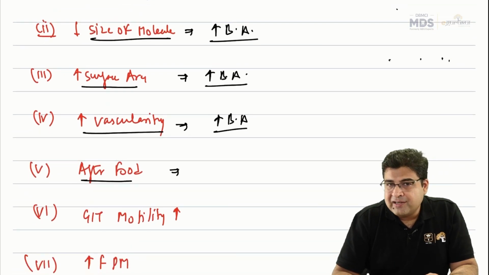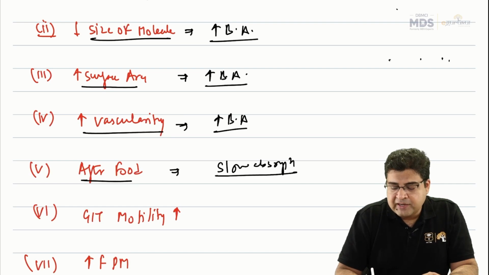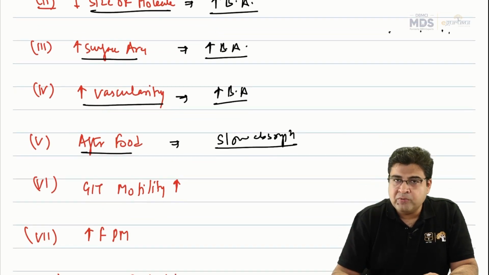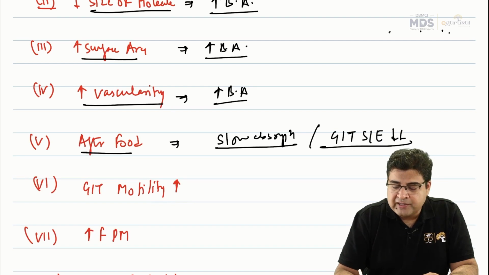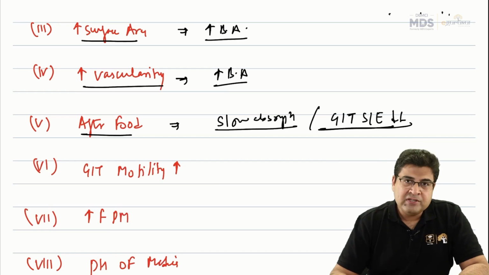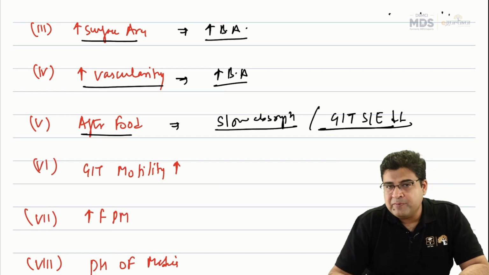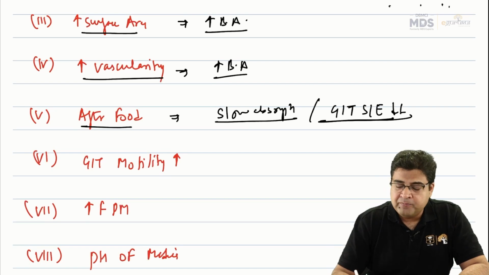Now, if the medicine is taken after food, the medicine absorption gets slowed down. But the GIT side effects also decrease. So after food, if you take the medicine, the absorption is slow. If you're a stable patient, it's always better to take medicine after food, because faster absorption will not give you any benefit, but if you reduce the GIT side effects, the benefit is more.